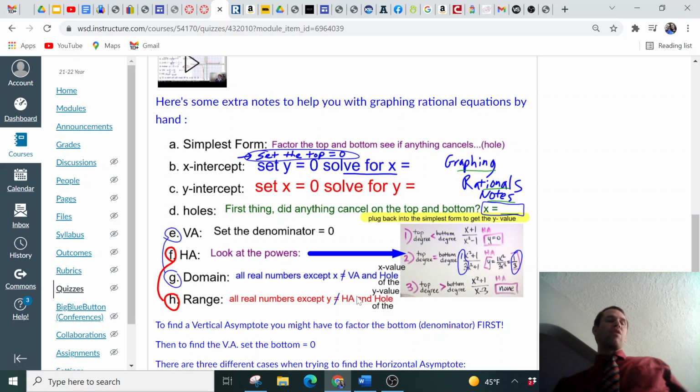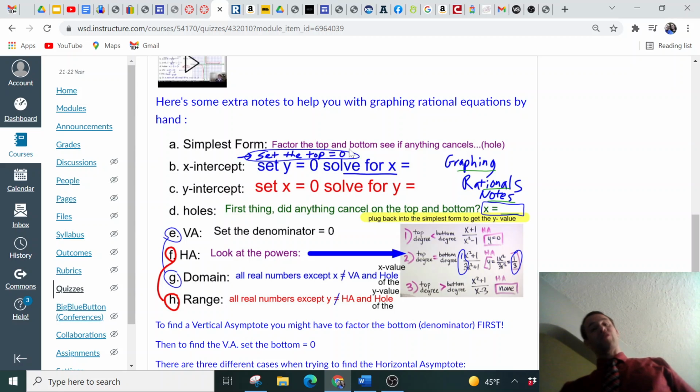Watch my vertical and horizontal asymptote video, because you'll find that some of those problems have 2 vertical asymptotes or 3, but then one of them doesn't work because it's actually a hole because it cancels on the top and the bottom. So definitely watch my videos for those. And then simplest form, factor the top and bottom, see if anything cancels, that's the hole.